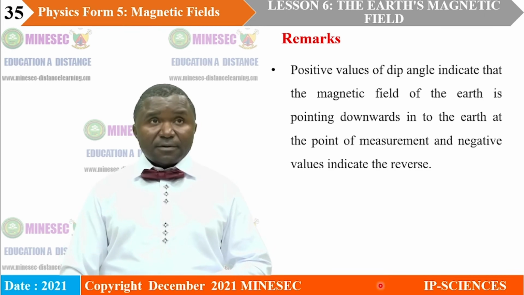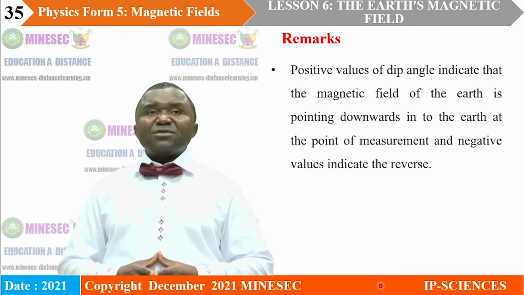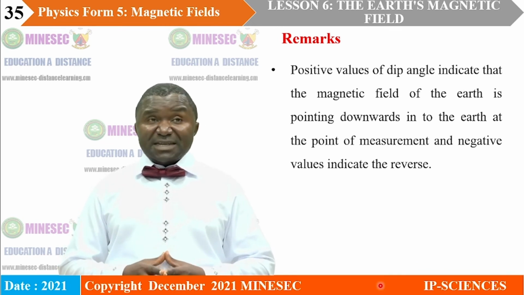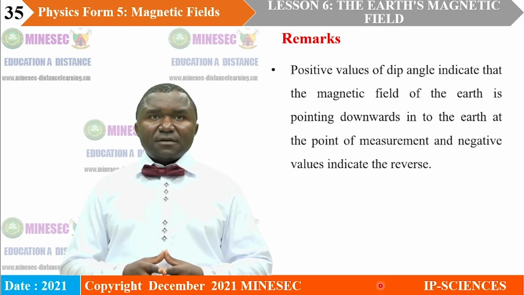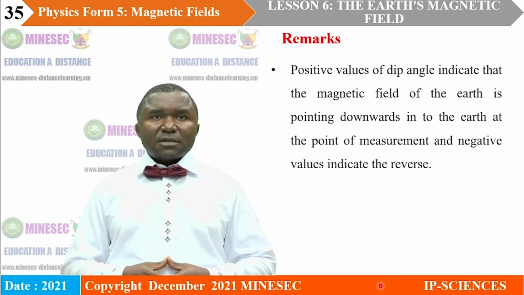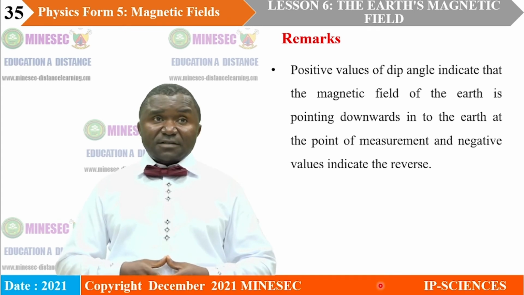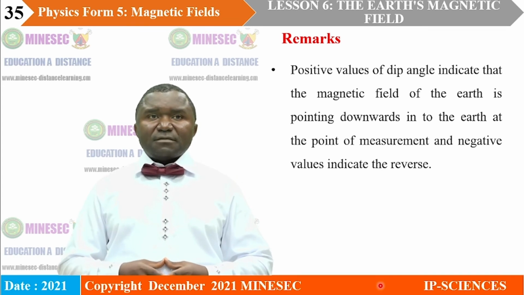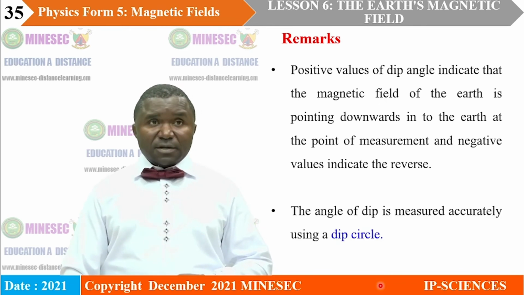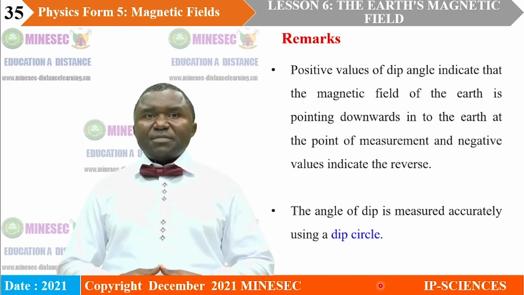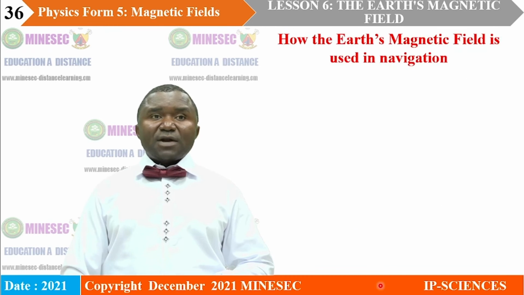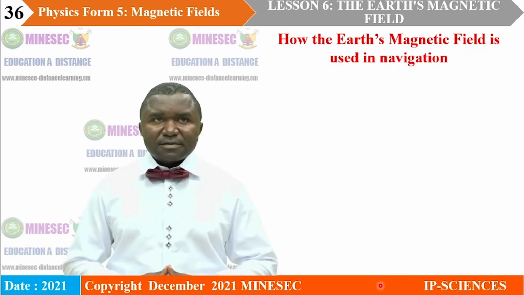Remarks. Positive values of dip angle indicate that the magnetic field of the earth is pointing downwards in the earth, at that point where it is being measured. The angle of dip is measured accurately using an instrument known as the dip circle.